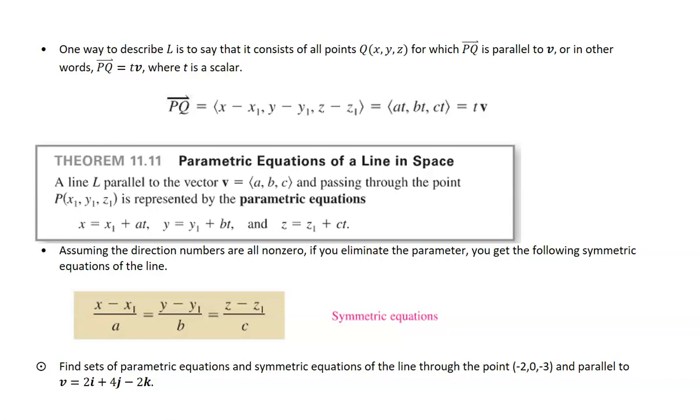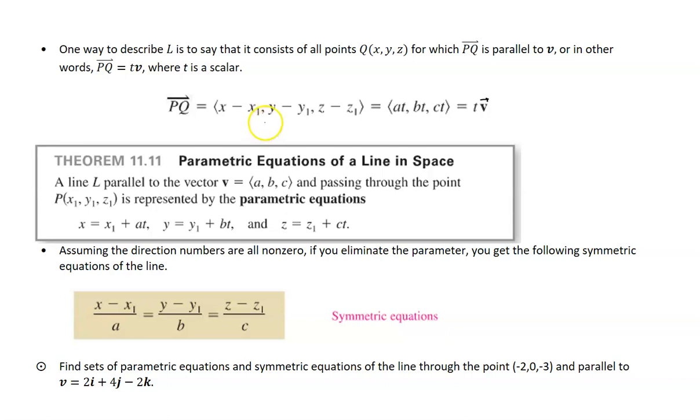One way that you can describe any curve on a graph is as a set of points. So we could say that the line L consists of all points Q, x, y, z, for which PQ is parallel to v. Or in other words, the vector PQ is some scalar multiple of v. So PQ would be x minus x1, y minus y1, z minus z1, or at, bt, ct, so this is just all of the components of v multiplied by t, or you might see that written as t times the vector v. So there are several different ways that we can represent that line.